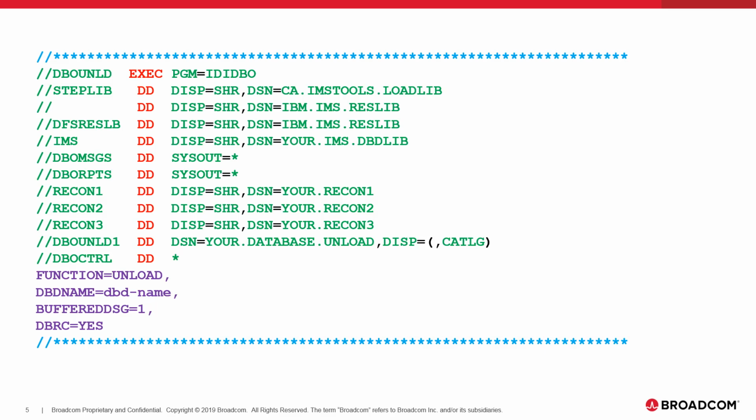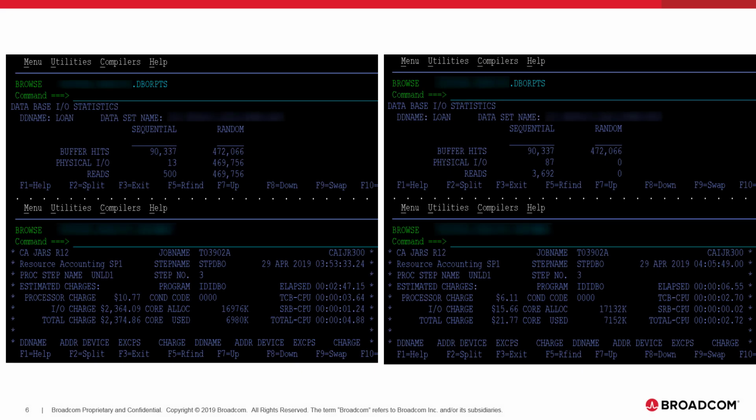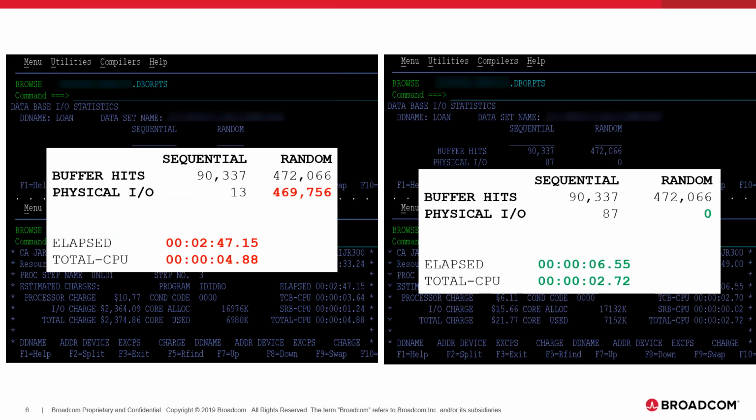Setting the value of the buffered DSG control statement to 1 tells DBO to unload the first dataset group, in this case the only one. Now we can see the performance gain. Physical random IOs have decreased to 0, with only a slight increase in sequential IOs. In this example, the elapsed time has decreased from over 2 minutes to just 7 seconds.